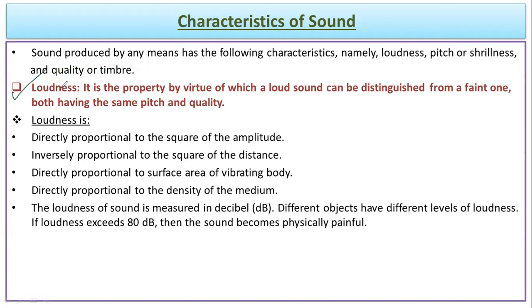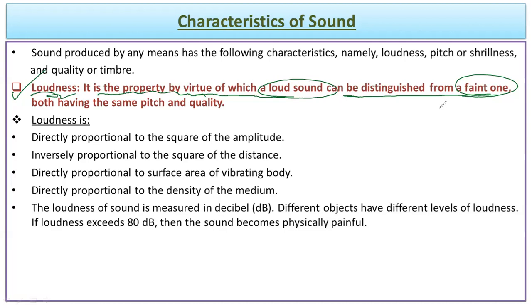Let's try to understand what loudness is. So loudness is the property by virtue of which a louder sound can be distinguished from a faint one. When you hear any sound, you can distinguish whether it is a very loud sound or a faint sound. That is, some sounds are very noisy, very loud, and some sounds are quite soft, quite light. If we categorize sound in that way, that character of the sound is called loudness. So we understand it as loudness.